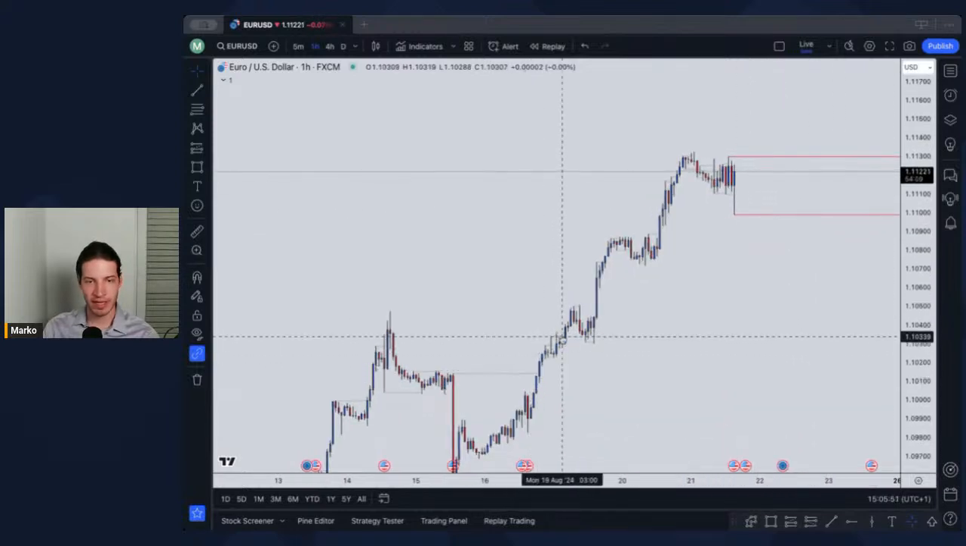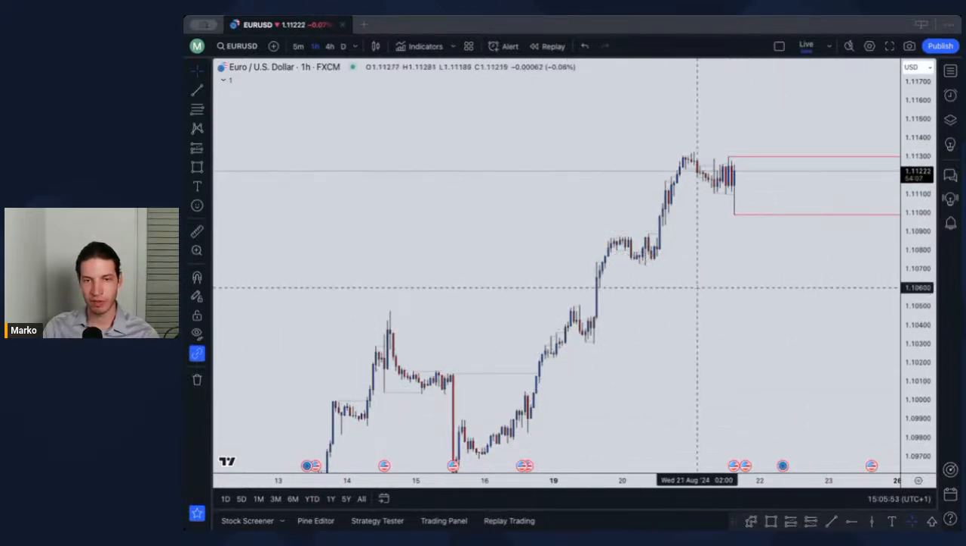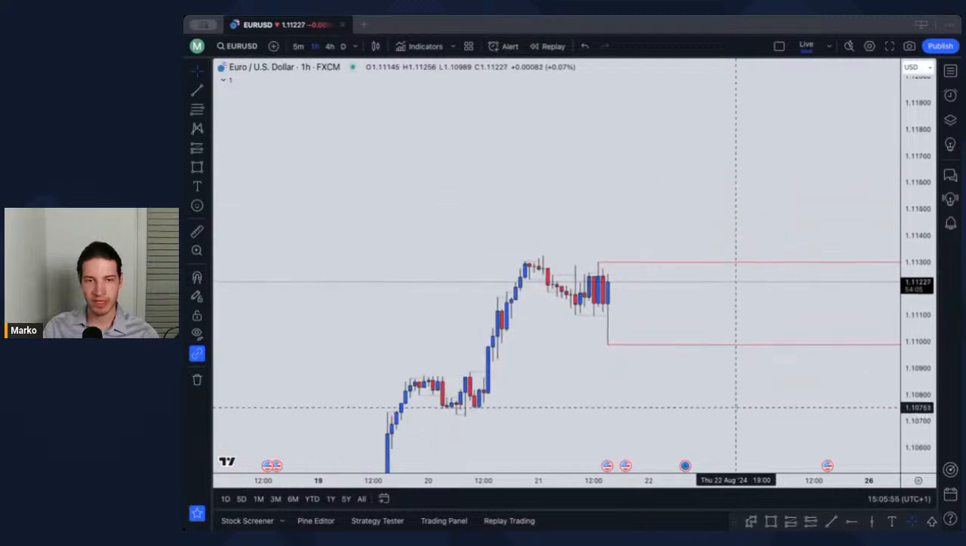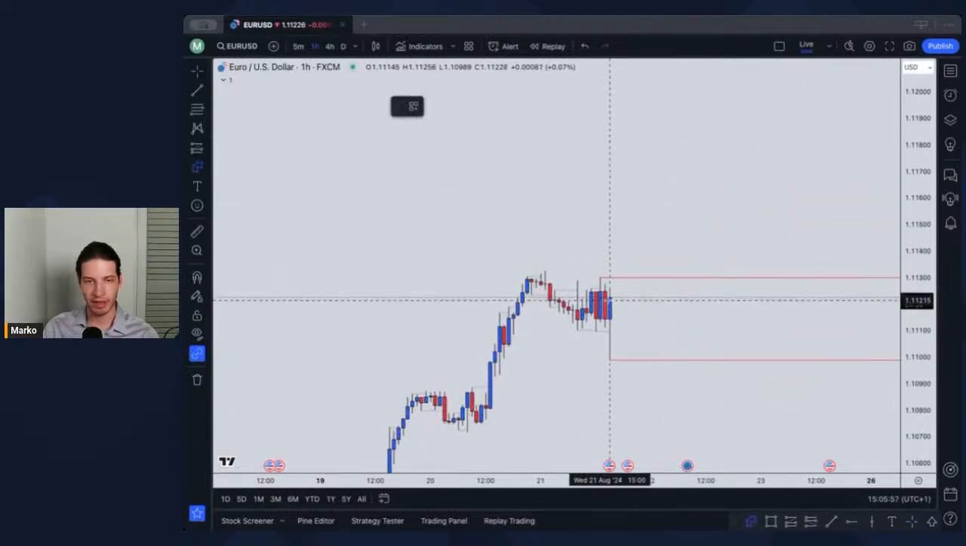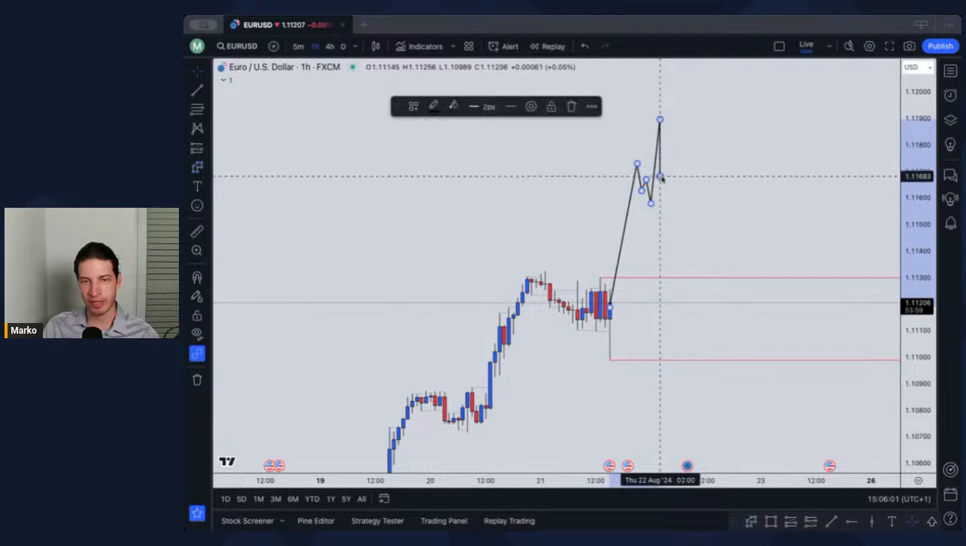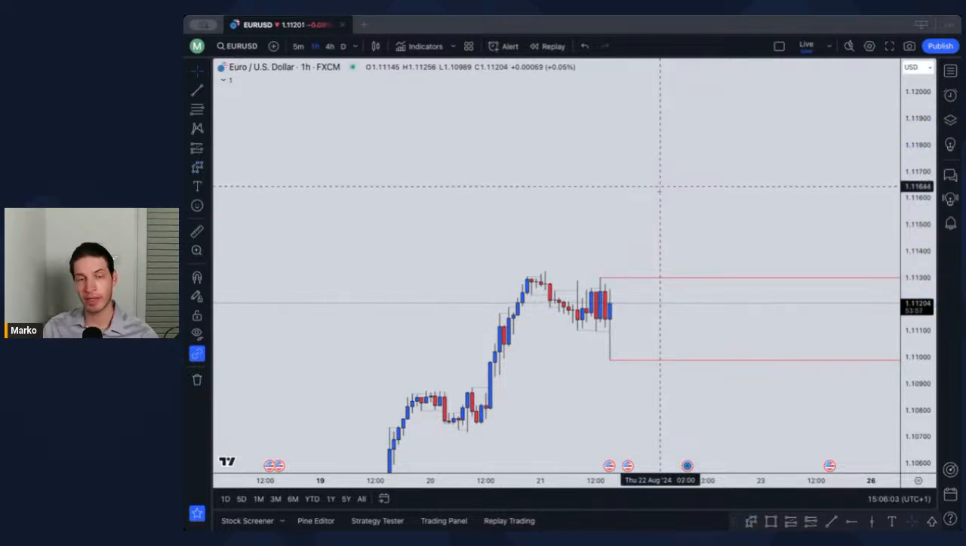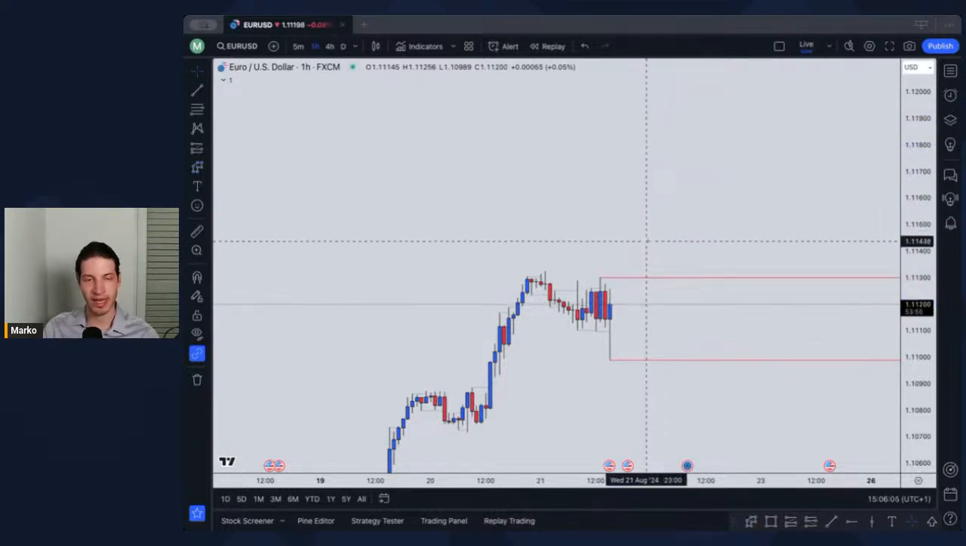So we definitely had some nice momentum going to the upside. And I want to see that sort of momentum kick back in with a nice big push and then a flag or a break and retest. So I'm going to be looking out for that sort of price action.